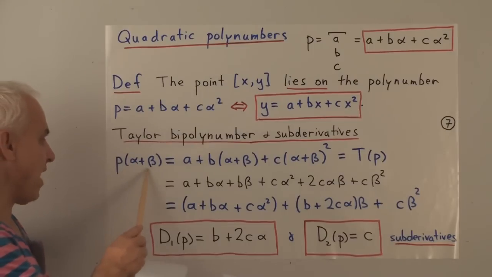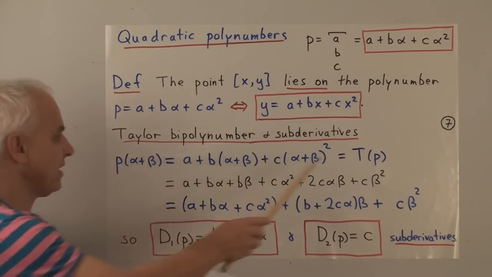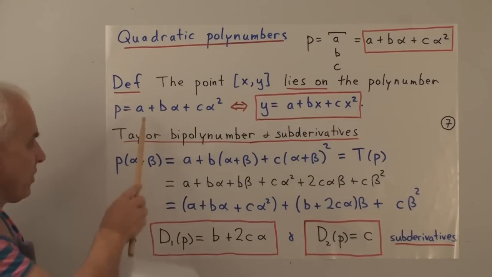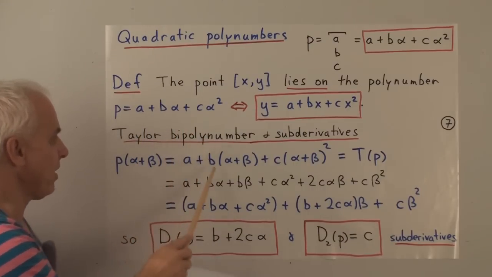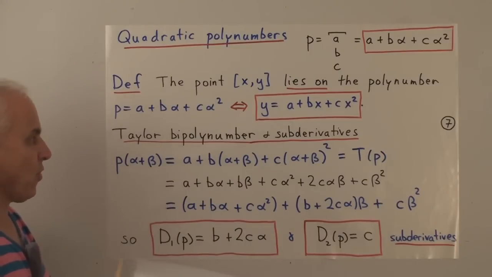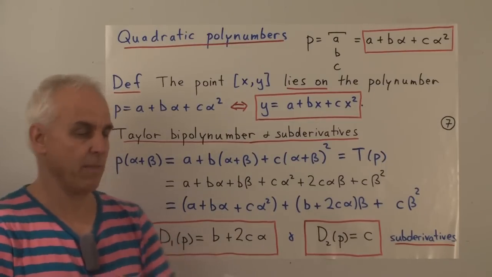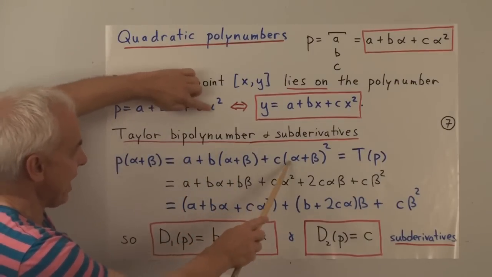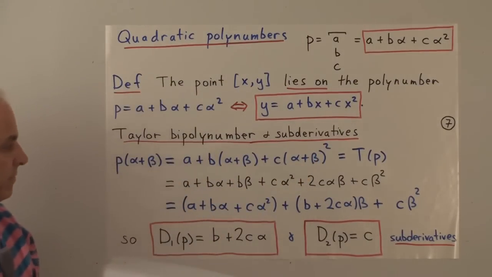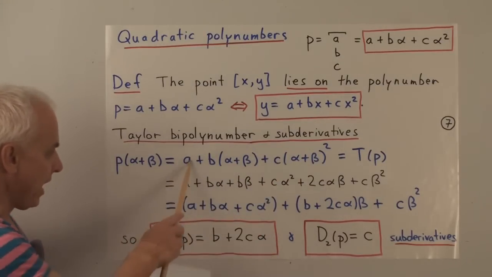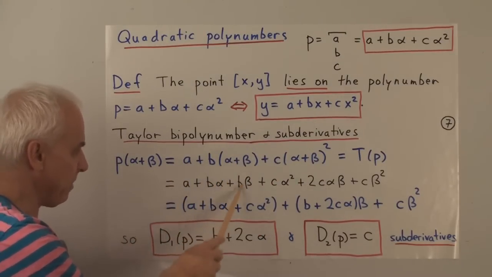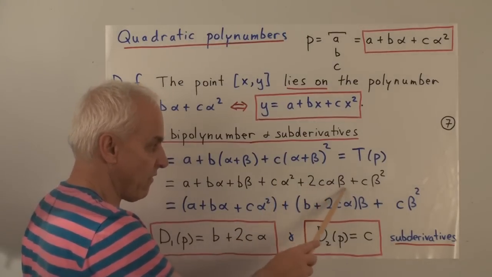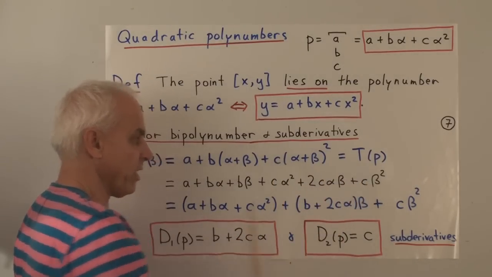So what is p of alpha plus beta? That's the Taylor bipolynumber of p. It's what you get when you replace the alpha with alpha plus beta, going from a polynumber to a bipolynumber. So we have a plus b(alpha plus beta) plus c(alpha plus beta) squared. We expand that out. a plus b alpha plus b beta plus c alpha squared plus c times 2 alpha beta plus c beta squared.